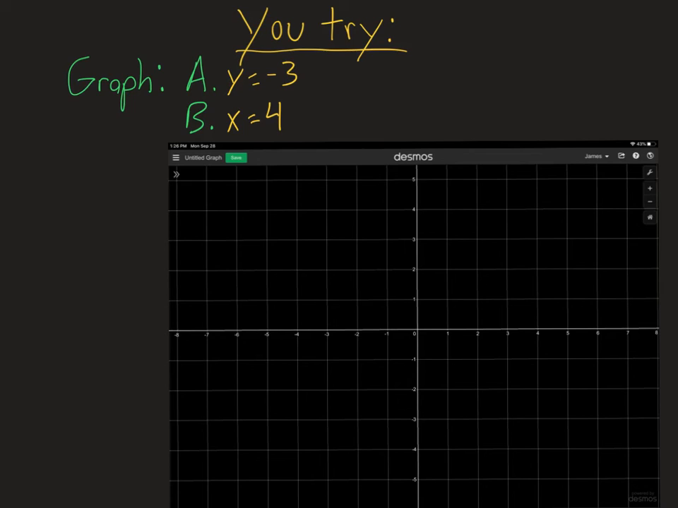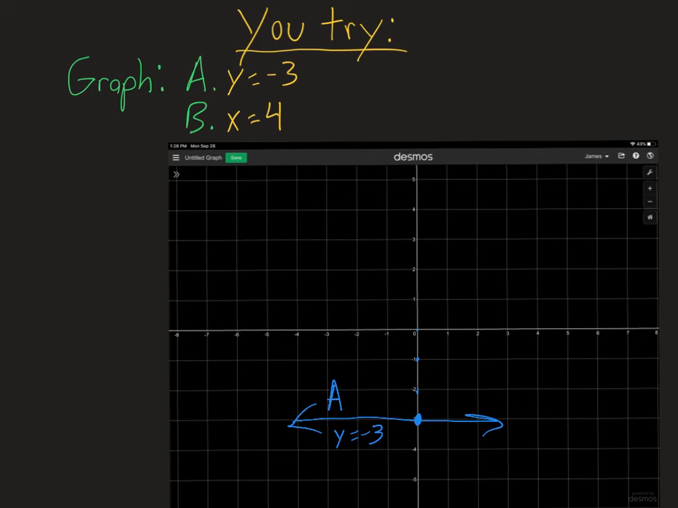All right, let's see if you got them right. A is y equals -3. So I'm going to go on the y-axis to -3. If I start at 0, 1, 2, there's -3 on the y-axis, and I need to go across it. So I'm going to go that way. There's equation A, y equals -3. I'm going across the y-axis at -3.